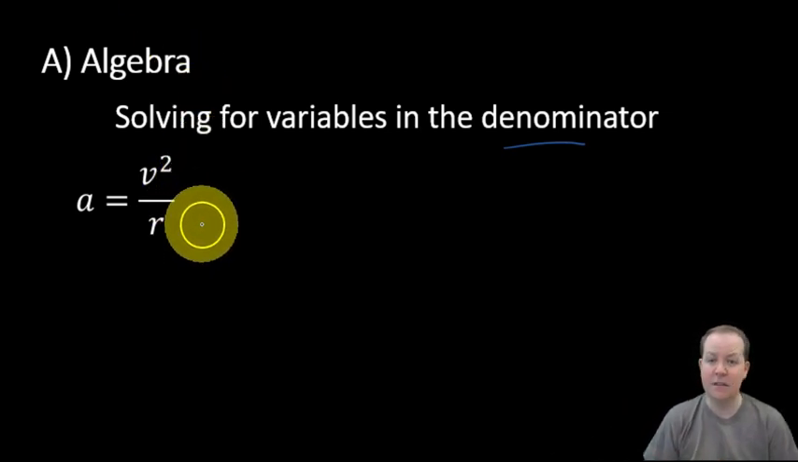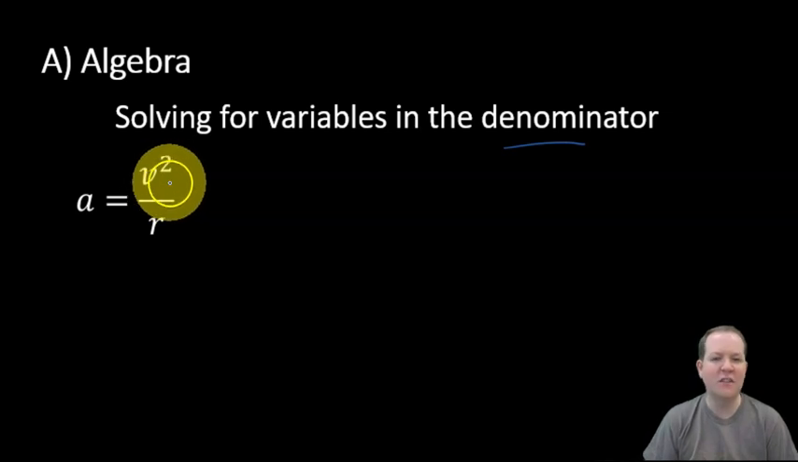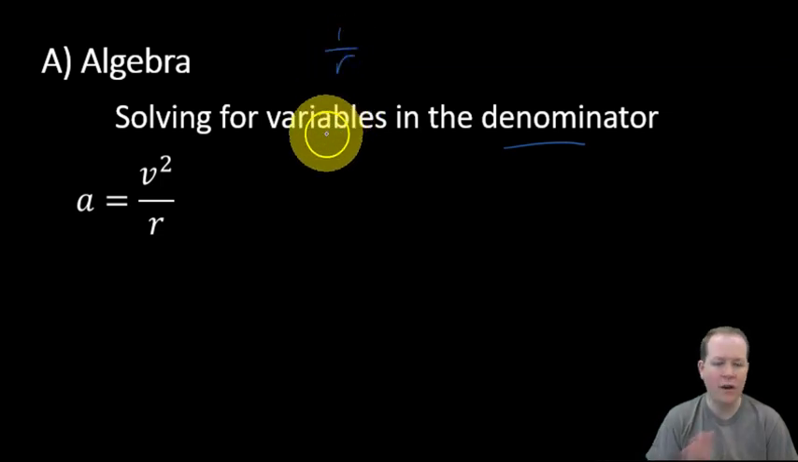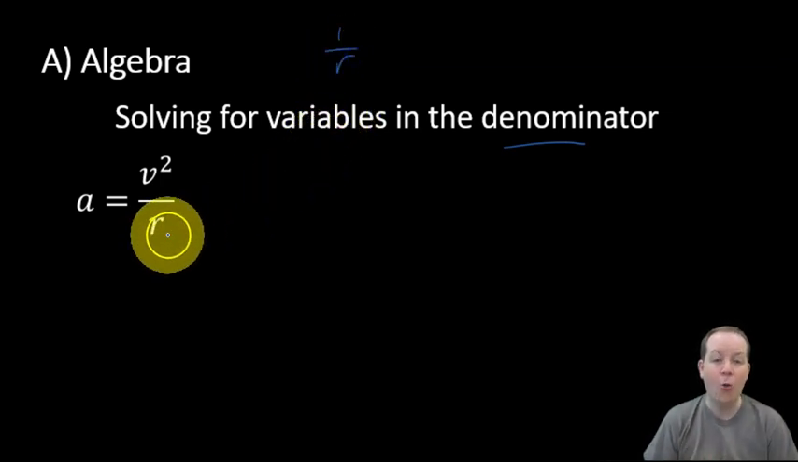Now, the algebra step, this is hopefully what you remember. If I want to get rid of this thing in the bottom, I don't just divide by v squared. I see some students do that. They just try to get rid of this thing, but that's still going to leave you with 1 over r. No. We need to get r out from underneath.